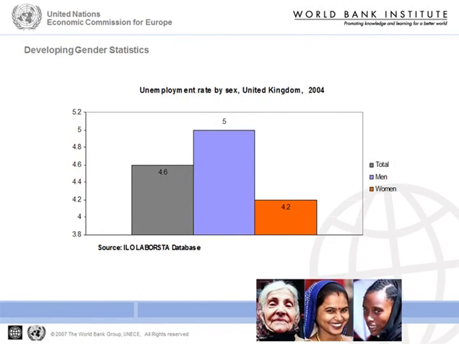Simply looking at gender disparities in the total population of a country is not sufficient to fully understand the different roles that women and men have in society. For example, looking at unemployment in the UK in 2004, the total unemployment rate is relatively low, below 5%, with women having slightly lower unemployment rates than men.